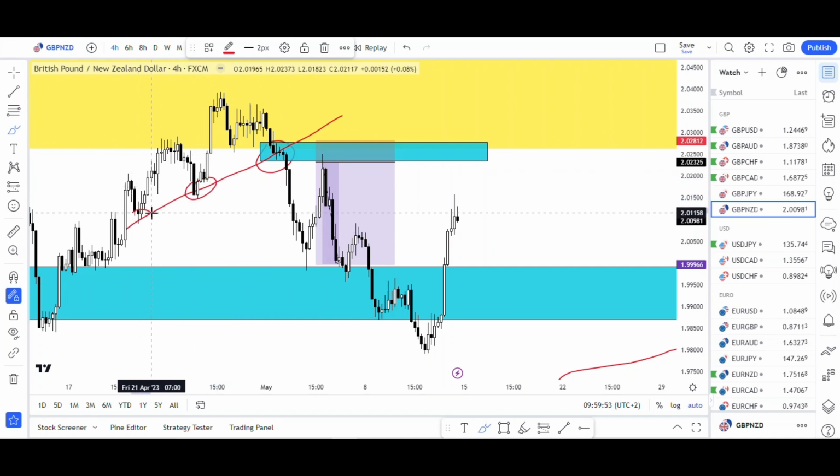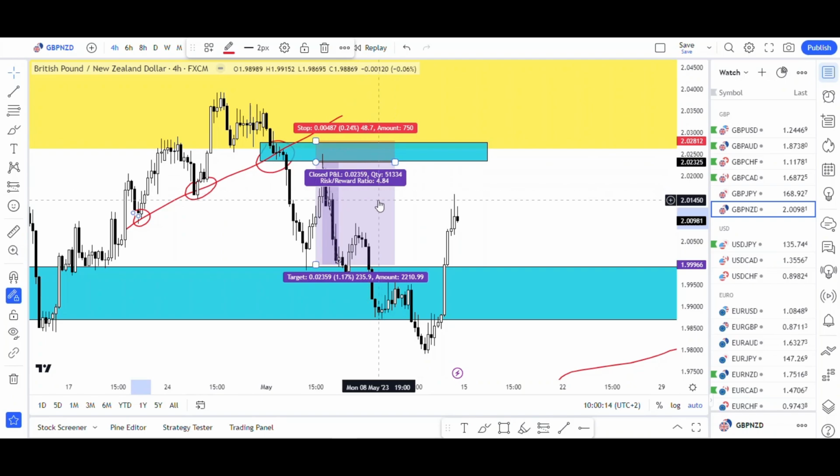major structures, major structures 1, 2, and then we placed the order, and then we went down to the daily chart for our take profit, and then we entered the trade. So we made 4.5% more.